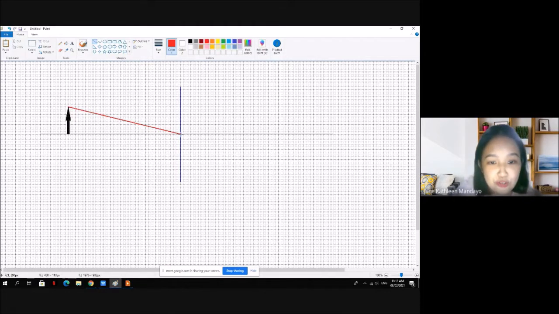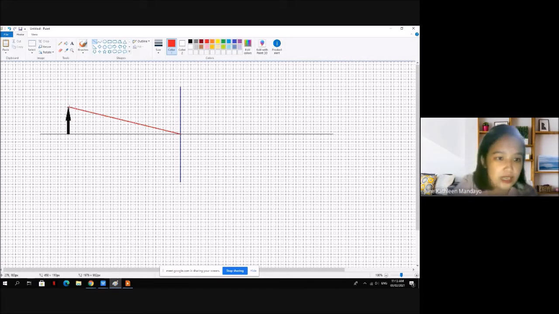So sa case na to, you'll be using protractor. Pero don't worry kasi for plane mirrors, isa lang naman yung klase ng image na na-form dyan. So you'll just do the image formation for plane mirrors once. Yung curved mirrors lang yung marami. Gagawin nyo lahat ng possible na image formation.